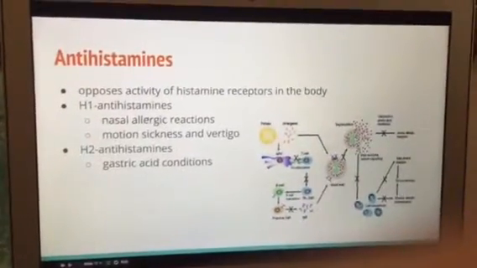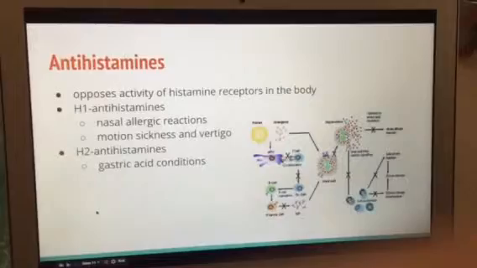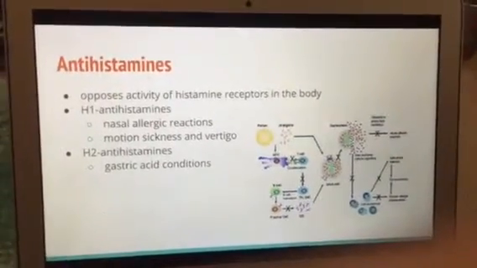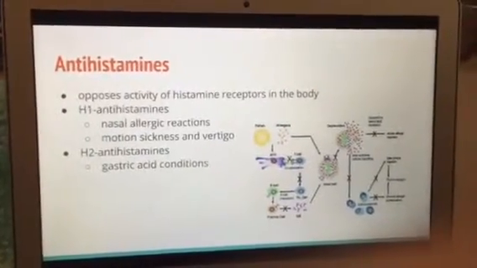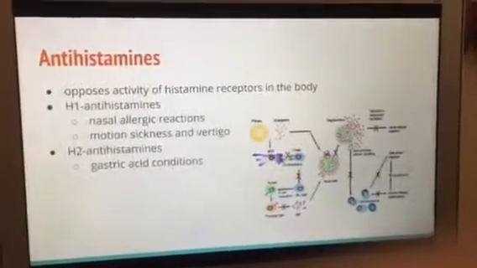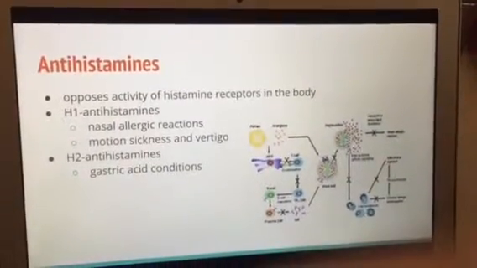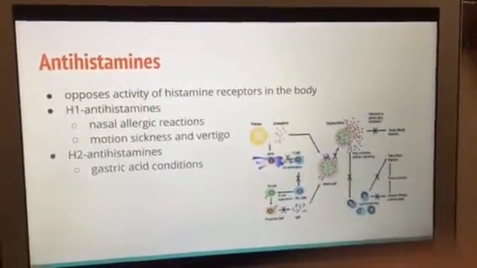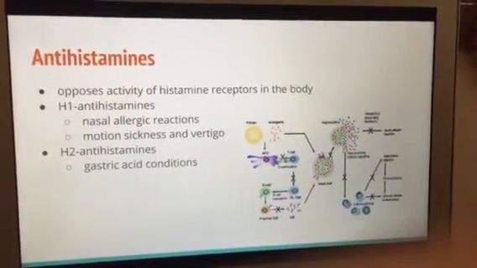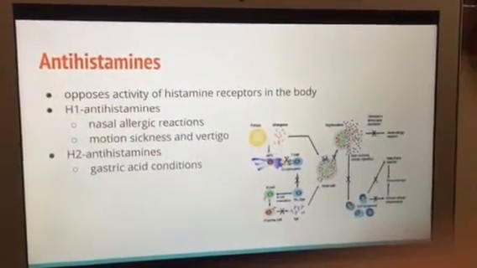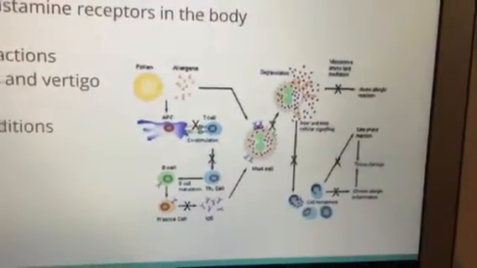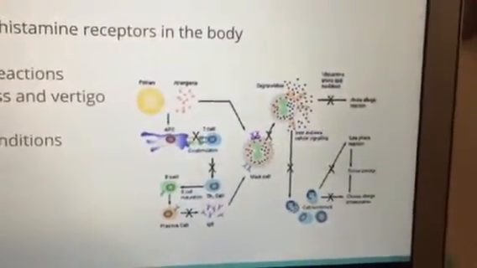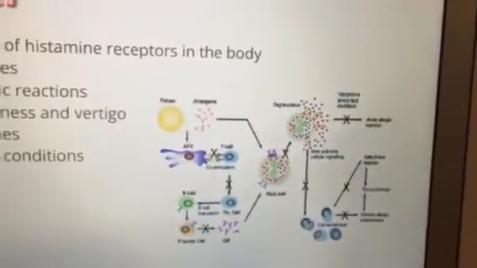H1 antihistamines are the ones that are used in allergic reactions. They can prevent the nasal allergic reactions. They can stop like the runny nose, things like that. They are also used to prevent motion sickness and vertigo. H2 antihistamines are used to prevent gastric acid problems, because remember, H2 histamine receptors are the ones in the stomach, which are involved in digestion. So here's a very general image of how antihistamines work and the number of things that they can prevent.